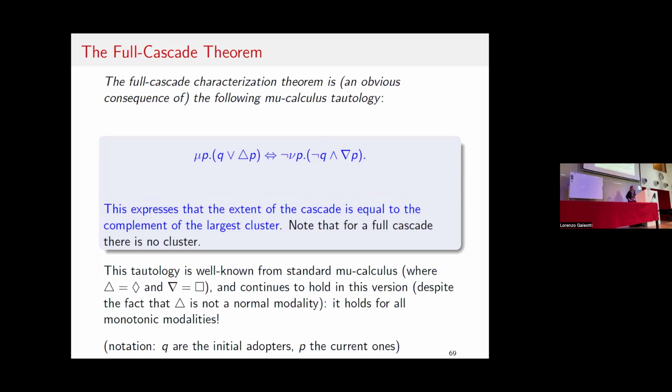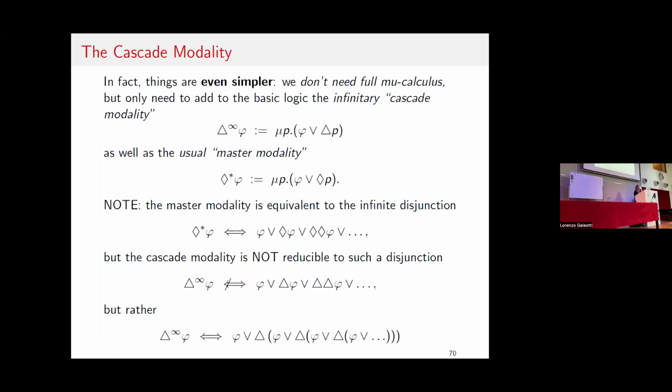That leads me to the theorem, which says that the formation of the full cascade depends on the absence of these specific clusters that block it. Not as done in the network book by Easley and Kleinberg, where this is a theorem that requires a lengthy proof, but here it actually boils down to just this tautology in mu calculus. This tautology expresses that the extent of the cascade is going to be equal to the complement of the largest cluster. So having these fixed point formulas allows me to really capture exactly that theorem within the modal logic setting, which is one of the added values of using that fixed point logic here.